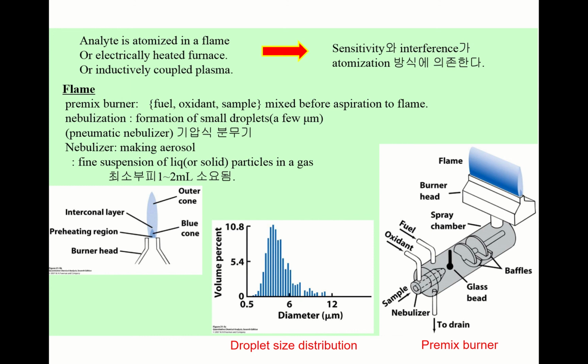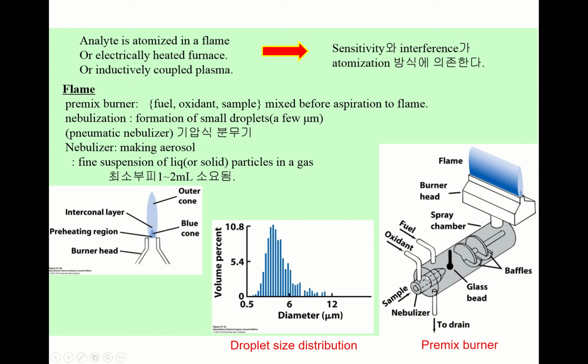Okay, to use this burner, you have to have fuel, oxidant, and sample. And here from the bottom of this burner, your sample is inspirated into this burner. Since the burner temperature is so high, inside the burner your samples are completely destroyed anyway, they are atomized. And then you measure the absorption or the emission.